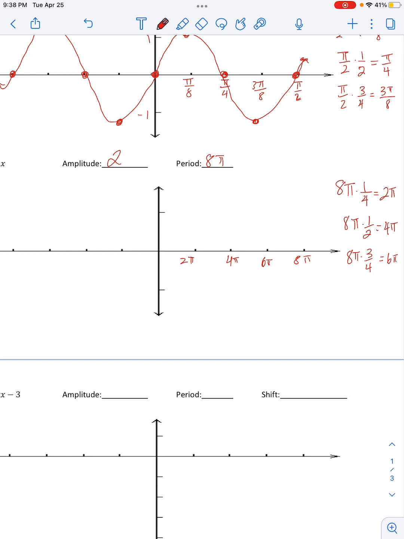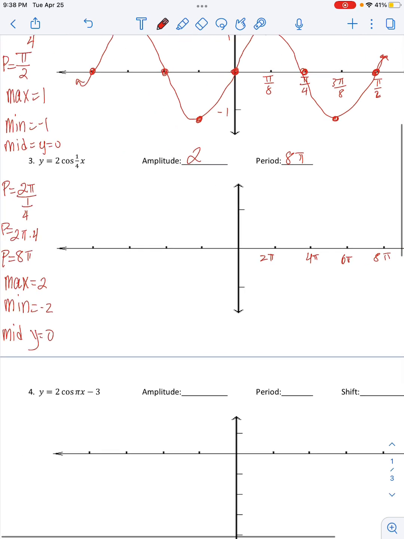All right, so we have cosine, and now that cosine is positive, it's going to start at our maximum, which is 2. And from our maximum, it's going to go down to our midline. It's going to go to our minimum, which is -2, back up to our midline, and back up to the max. So it should look something like this.